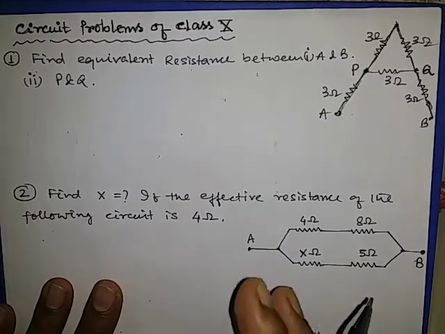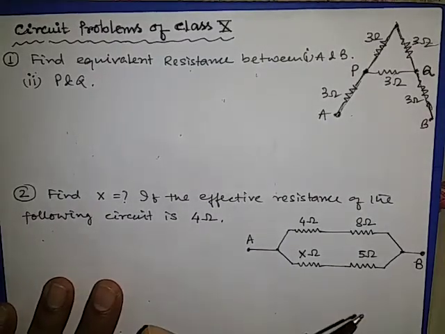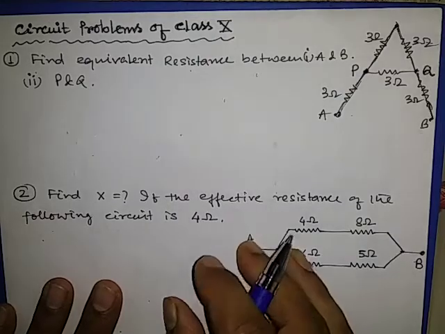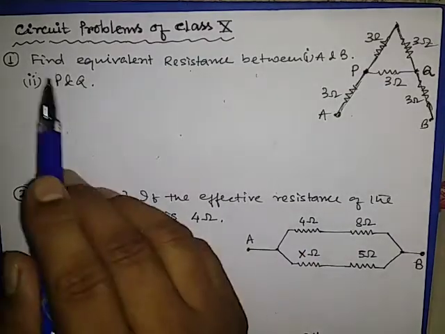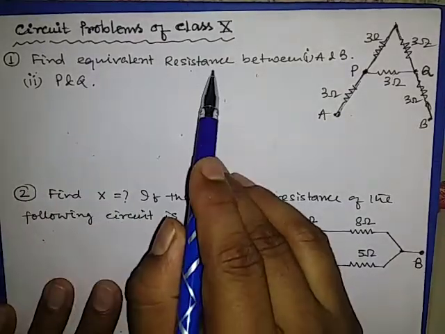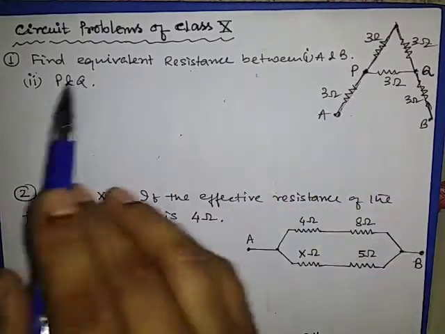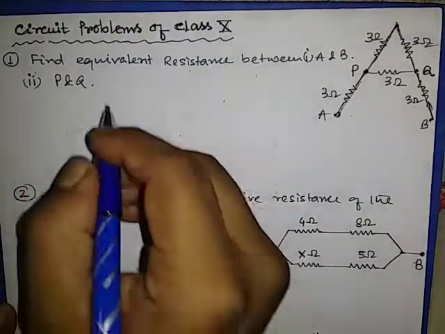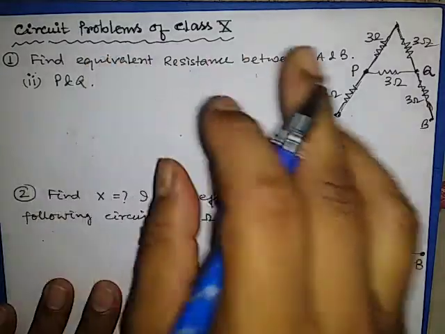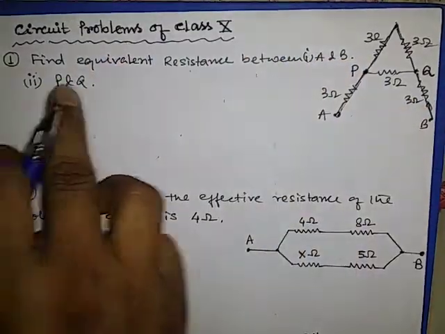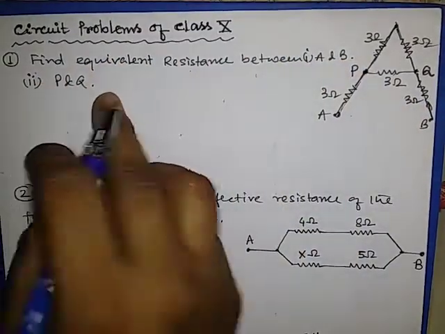Today I am going to show you some circuit problems. Okay, so let's get started. Find the equivalent resistance between A and B and between P and Q. First of all, we're going to find the equivalent resistance between P and Q.